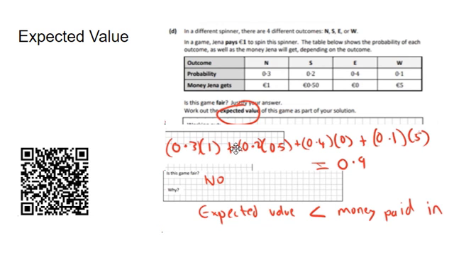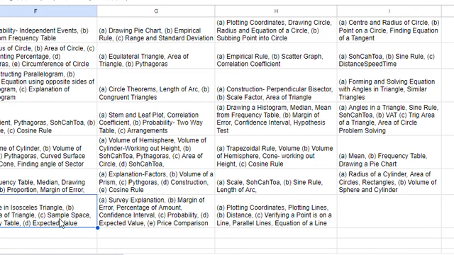So 0.3 times 1 plus 0.2 times 0.5 plus 0.4 times 0 plus 0.1 times 5. It's just multiplying each one and adding them all together, and that will give you the expected value. So here the expected value is less than the money paid in. It's a simple enough little topic to know. You'll see it was the last part, part D of question 10 last year. Then it came up in question 10 the year before as well, in part D. And I think that might have been it.